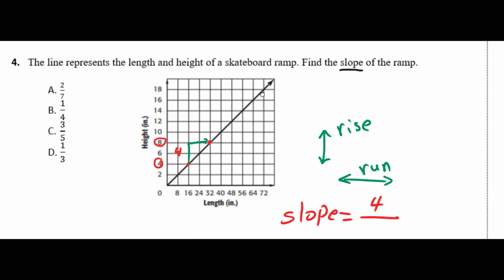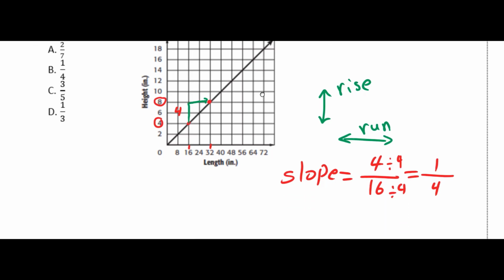Rise up is 4. What about run? You go to right, yes? How many steps? You go from 16 and reach to 32. 16 to 32, how many? It's 16. After that, simplify, divided by 4, divided by 4, will be 1 over 4. Same answer? Same answer. Look at the next question.